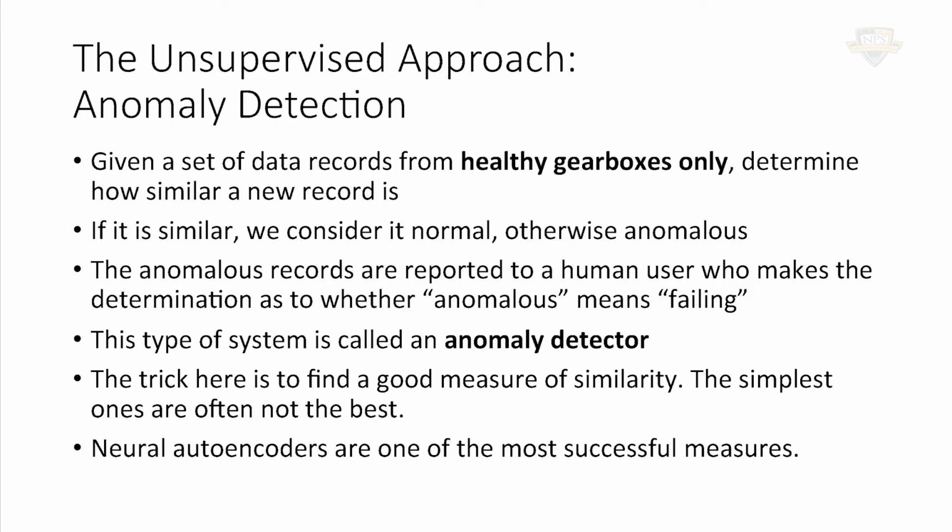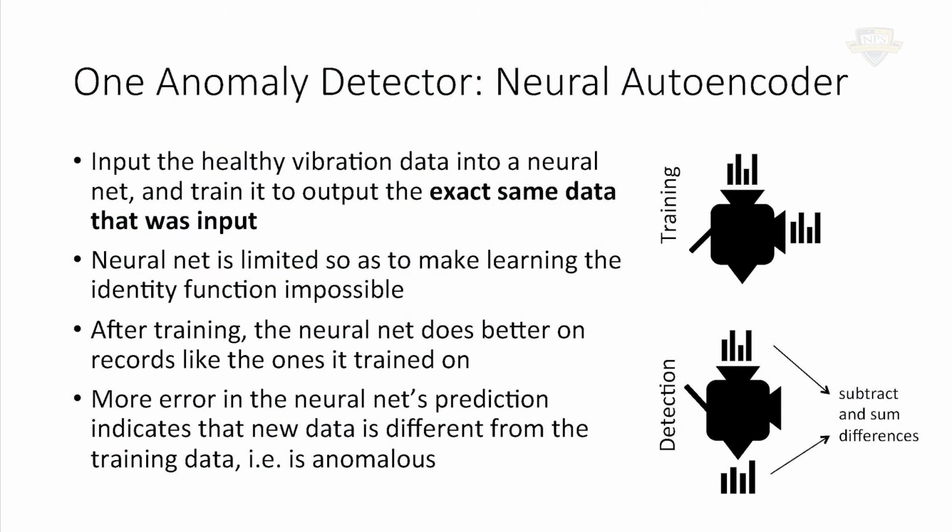And the one I want to talk about this morning is one of the more complicated ones, which uses a neural network called a neural autoencoder, and it's one of the most successful measures and what we used for this particular data ourselves. So how does this work? Now this is going to sound a little bit strange, so follow along with me. So this is how we train a neural autoencoder. Here it is in training mode.